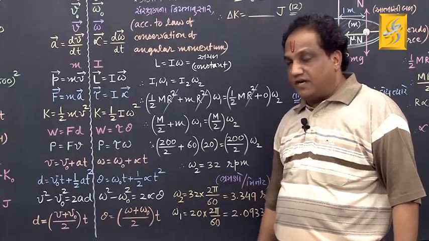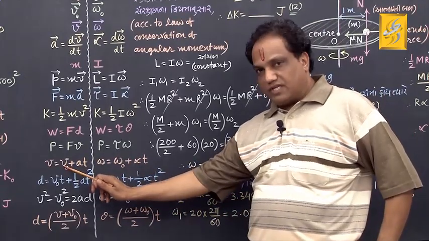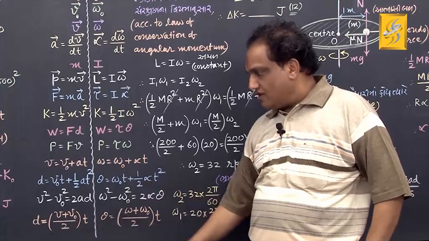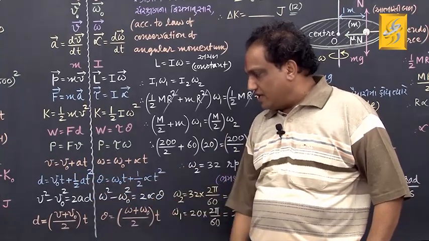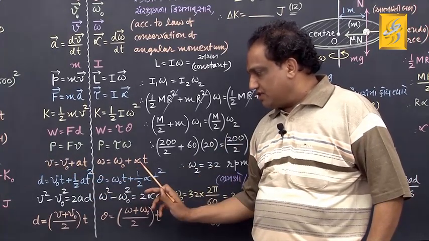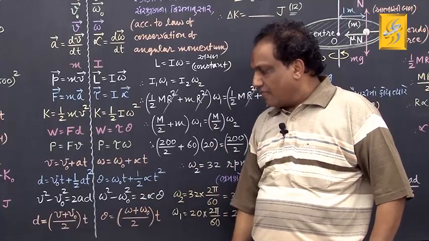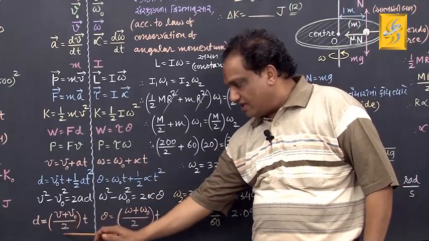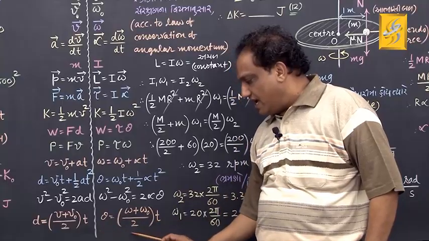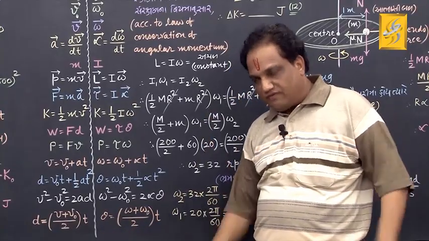Just tell me the similarity. Here initial linear speed, here initial angular speed. Final linear speed, final angular speed. Constant linear acceleration, constant angular acceleration. Correct? And here this is average linear velocity, this is average angular velocity. Okay, fine.